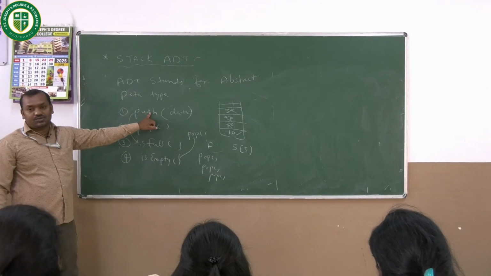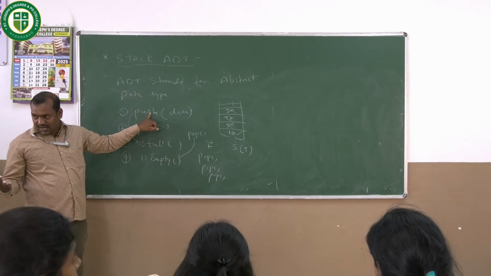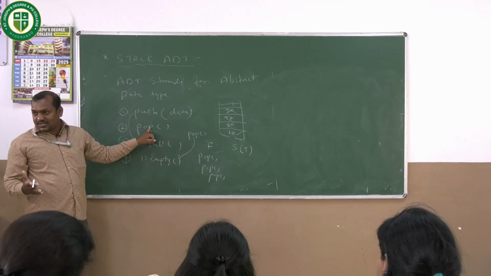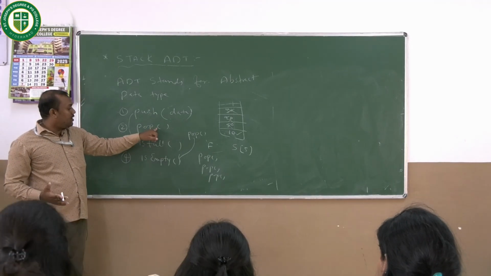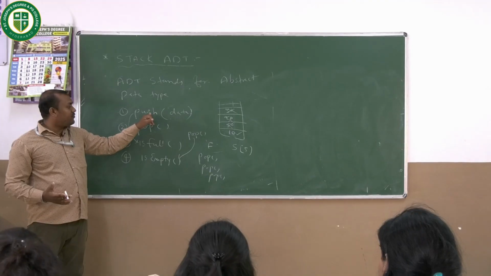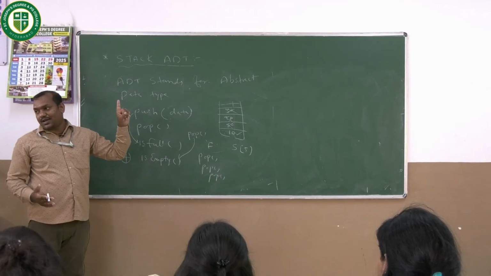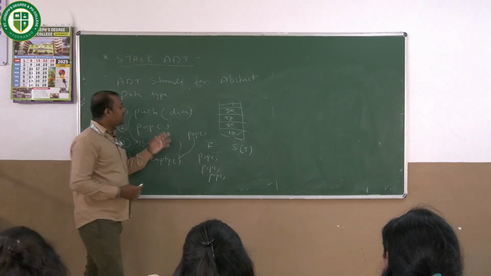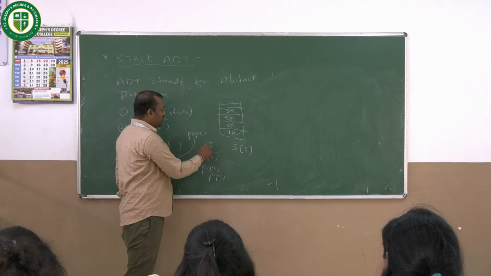First, the push function is used to insert data into the stack. The pop function is used to remove data from the stack. The push function inserts one data item at a time. We cannot insert multiple data at a time. Like that, first we call push of 10.